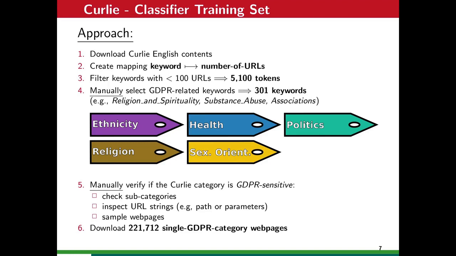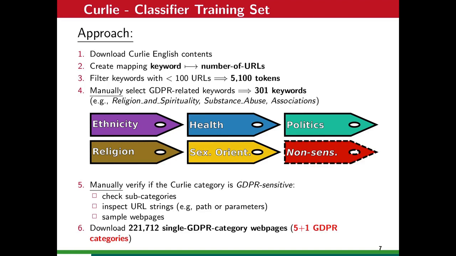To confirm this mapping, we check the names of the subcategories, we look at the information in the path and the parameter of the URLs, and we also sample web pages for the categories where we could not decide with other techniques. At the end of the process, we generated a set of over 200,000 URLs, which are labeled with one or more GDPR sensitive categories. In the next step, we remove the multi-category elements and we download the content from the corresponding web pages.